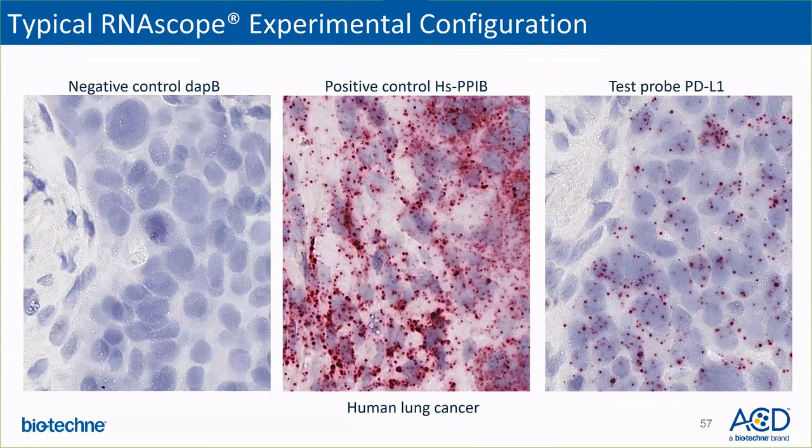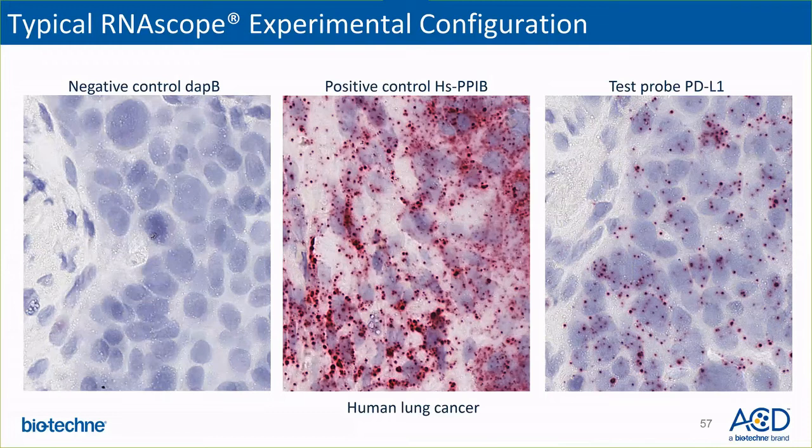With the results from these two probes, we can have confidence in the test data we see in the right panel. As an example, I am showing a section from the same lung cancer sample probed for the immune checkpoint marker programmed death ligand 1, or PDL1. PDL1 exhibits a wide range of expression in tumor tissues. In this human lung cancer sample, we observed strong punctate dots with the PDL1 probe, indicating expression of PDL1 in this tumor sample.